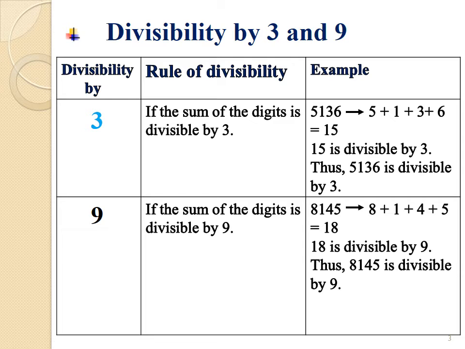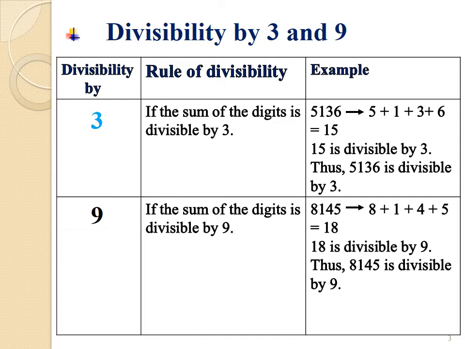So, now let us find the sum of the digits by adding the digits 5, 1, 3 and 6. Thus, adding 5, 1, 3 and 6, we get 15. 15 is divisible by 3. Thus, 5136 is divisible by 3.